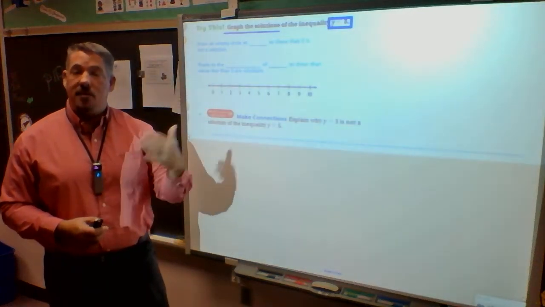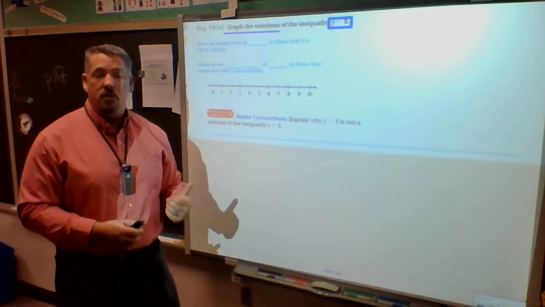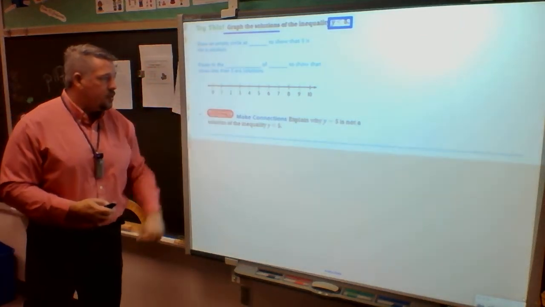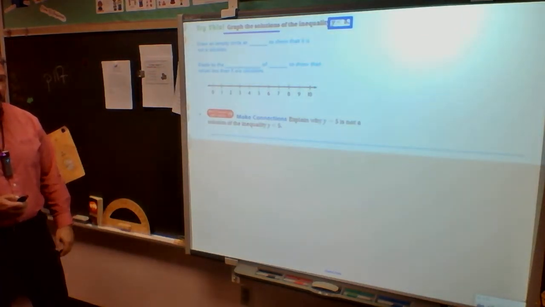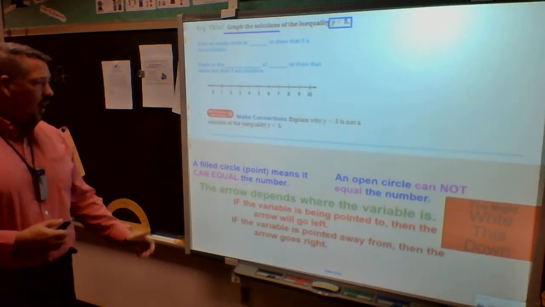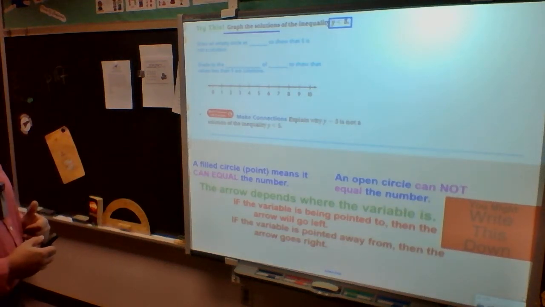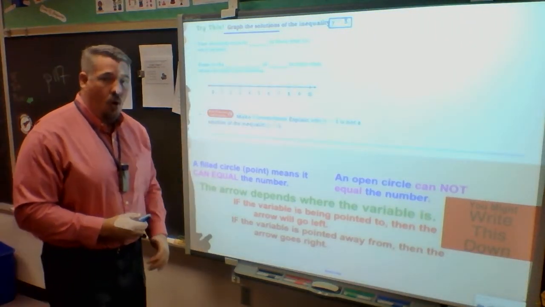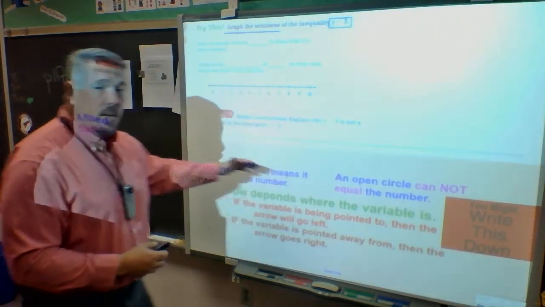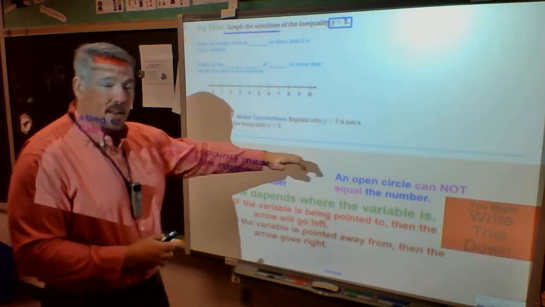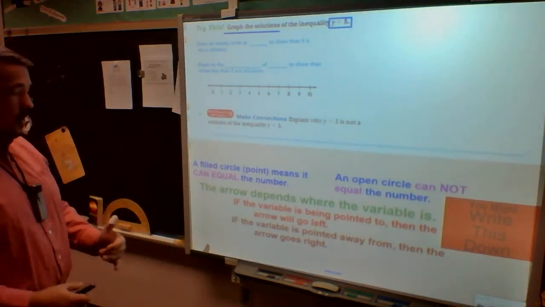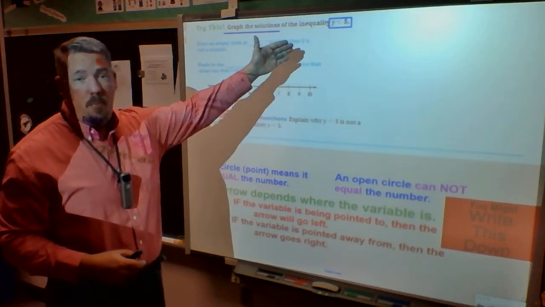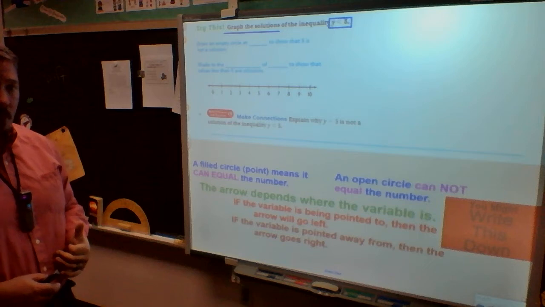I know it says y is less than because the arrow is pointing to the smallest number. Y has to be smaller. I'm going to graph my solutions on the number line that they give me. So when I look at it, I'm going to go through my steps once again. I'm going to decide, is it going to be a point, a filled in circle, or is it going to be an open circle? Can it include or can it not include? And then I know where to shade according to if the variable is being pointed to or pointed away from.